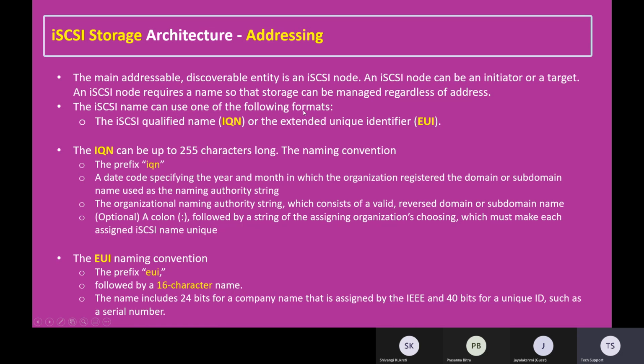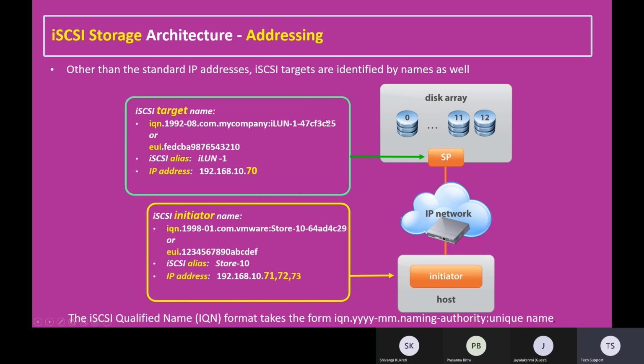An iSCSI name can use one of the following formats. It can be IQN format or EUI format. IQN full form is iSCSI qualified name, and EUI full form is extended unique identifier. And IQN can be up to 255 characters long. So it's 255 characters long. That's why it's a very lengthy address, but it's separated by dots and colons.